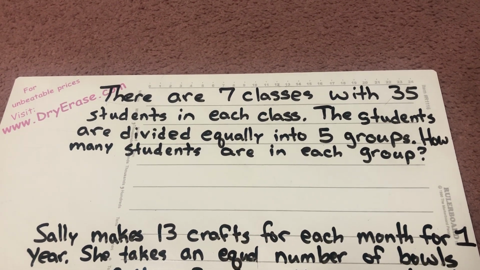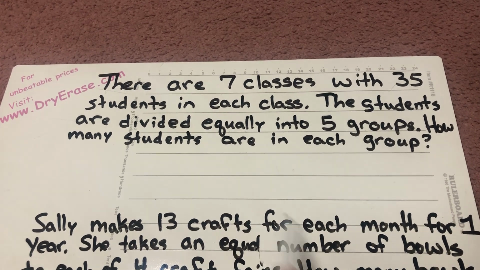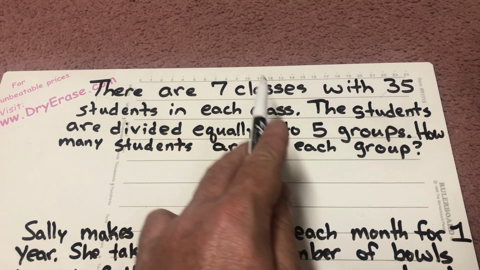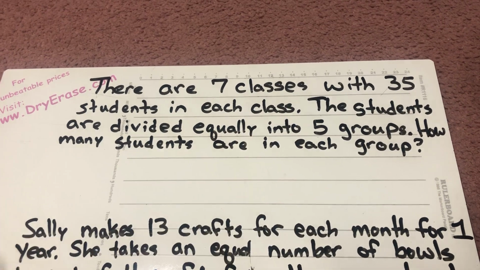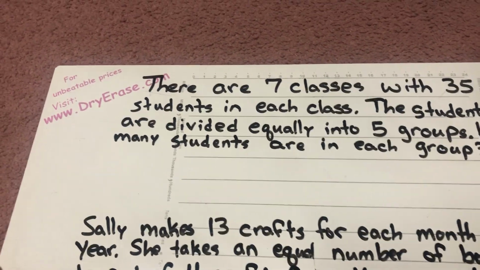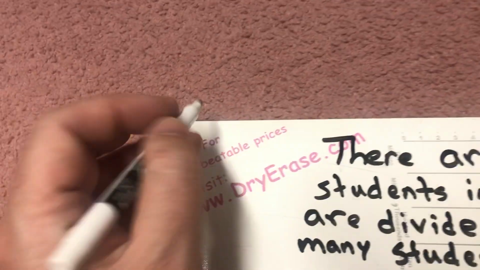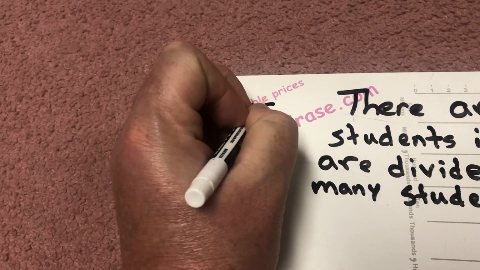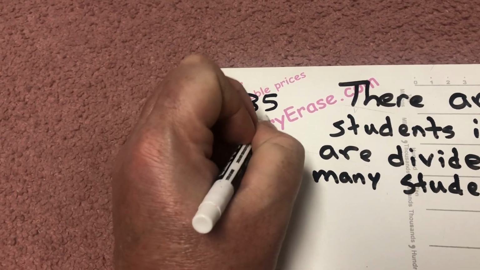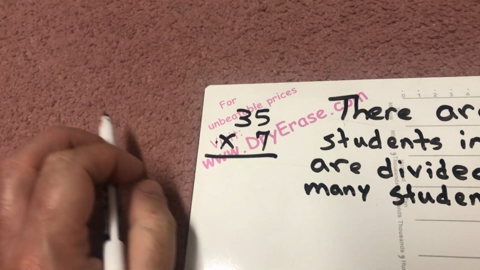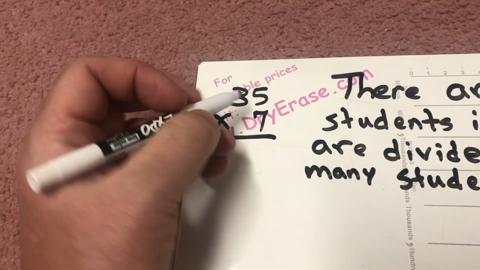Well, first of all, we need to figure out how many students there are. And we're going to use this information, 7 different classes with 35 students in each class. So to figure out how many students there are, I need to come over here and do 35 times 7, because there's 7 classes and there's 35 students in each class.